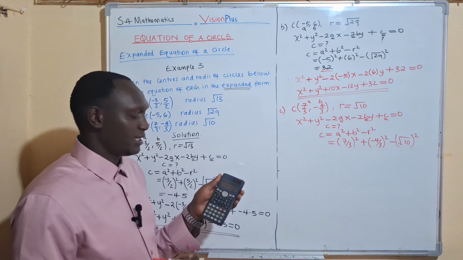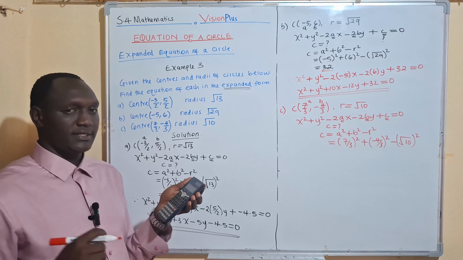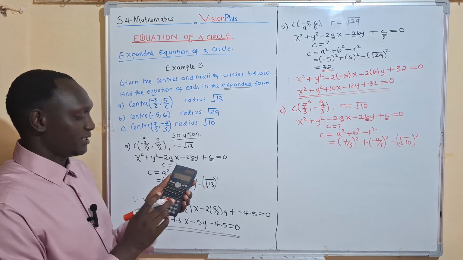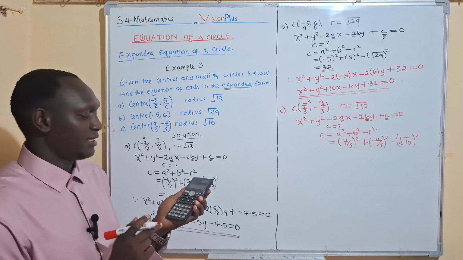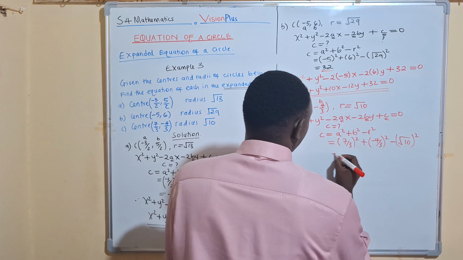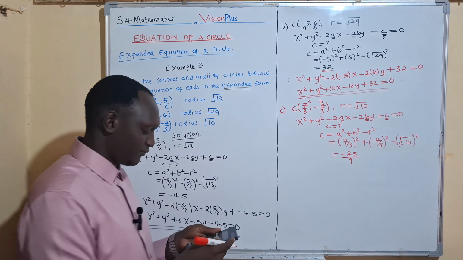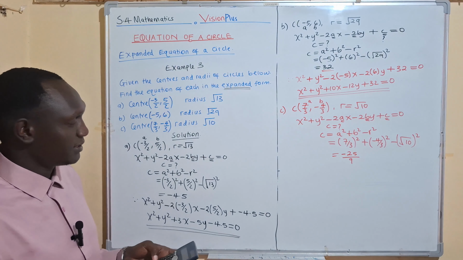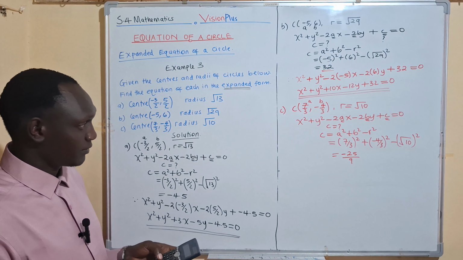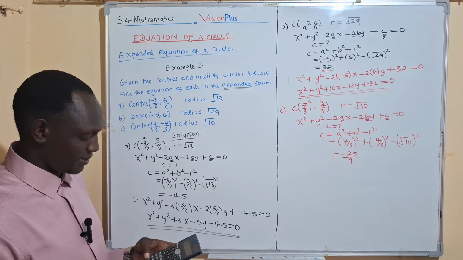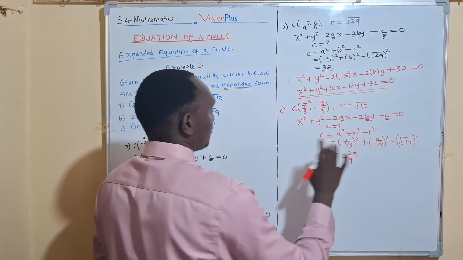I'm getting a non-terminating decimal. It is a recurring decimal, negative 2.777 up to infinity. Change to fractions by pressing Shift and ABC. That is negative 25 out of 9. Let me prove again. 7 divided by 3 squared plus 16 divided by 9 minus 10. Yes, it is correct. It is negative 25 out of 9.